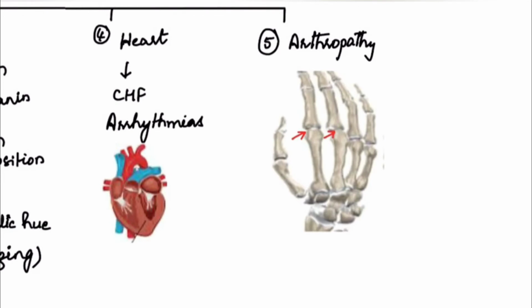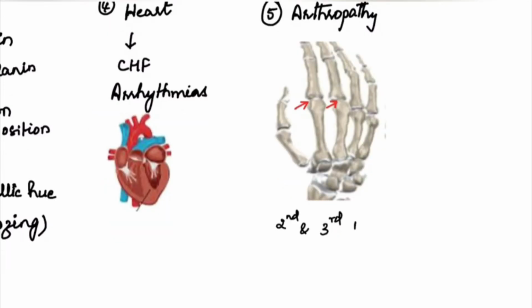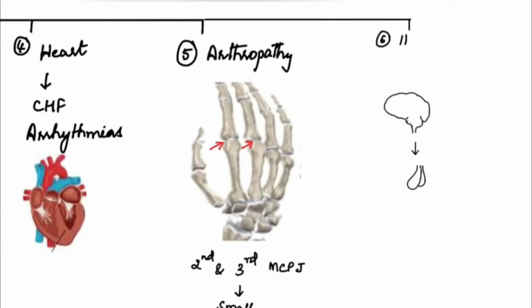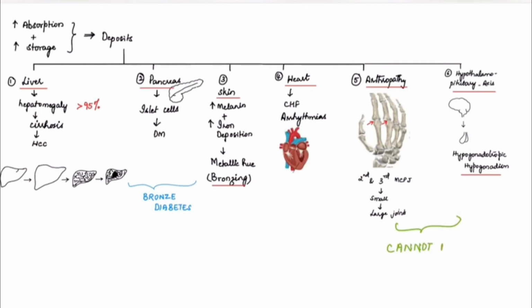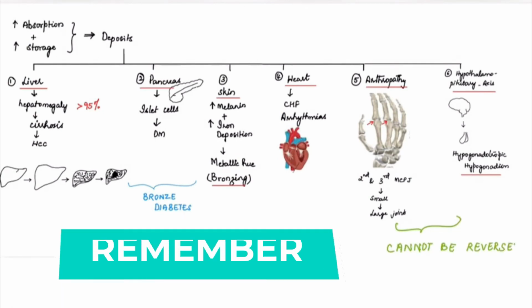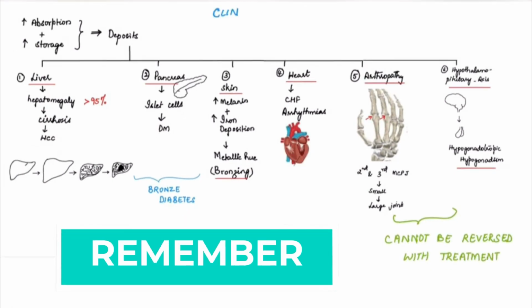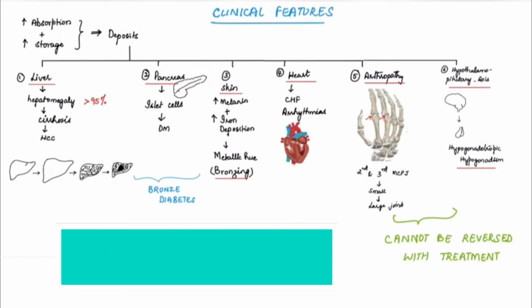Second and third metacarpophalangeal joints are the first to be involved, and then it progresses to involve other small and large joints of the body. Then, deposition of iron in the hypothalamo-pituitary axis leads to hypogonadotropic hypogonadism. Arthropathy and hypogonadotropic hypogonadism cannot be reversed even with treatment, and these are the clinical features of hemochromatosis.